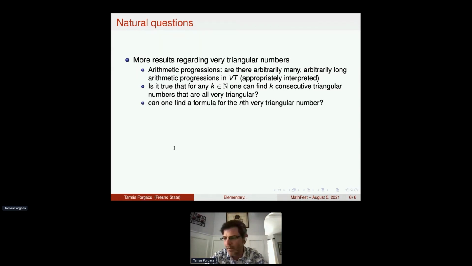Of course, the holy grail is: is there a formula for the very triangular numbers? If there is, we have not been able to find this.